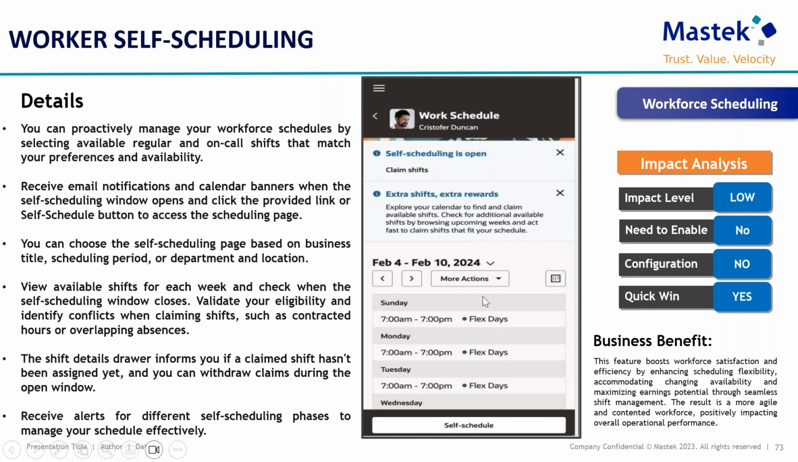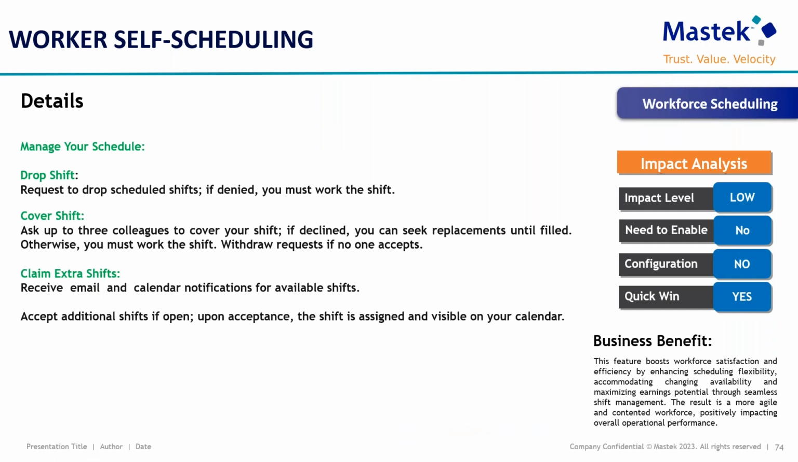After selecting those shifts, if they overlap with the regular shift, the system will provide a warning or a notification before the claim is submitted, so that the employee can take a sound decision before selecting. Along with this, once the shift has been selected by the employee, they will be able to perform transactions on the shift called drop shift, cover shift, and claim extra shift.